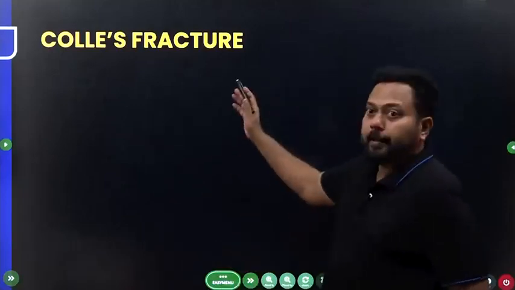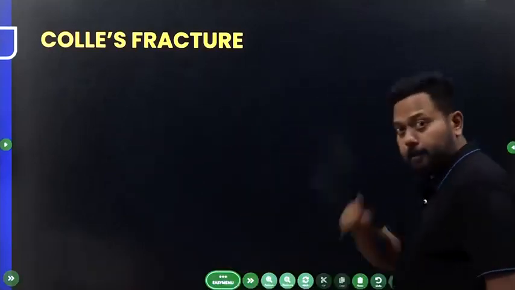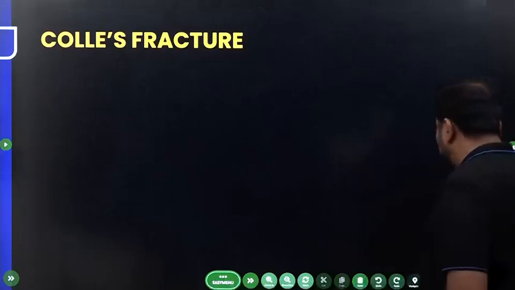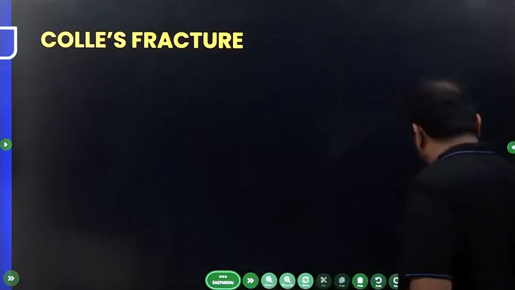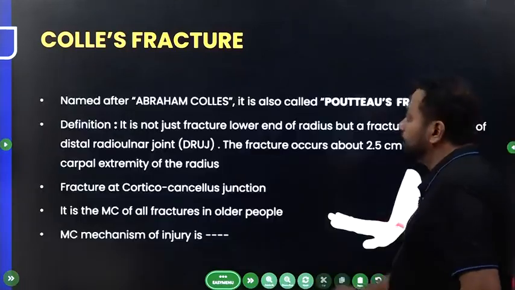Yeah, I will move on to the next topic, Colles fracture. There is no question paper without Colles fracture. As I said, it's a distal radial fracture which is extra-articular. That's called a Colles fracture. The definition goes like this.